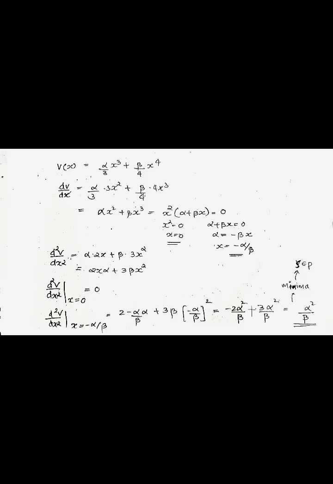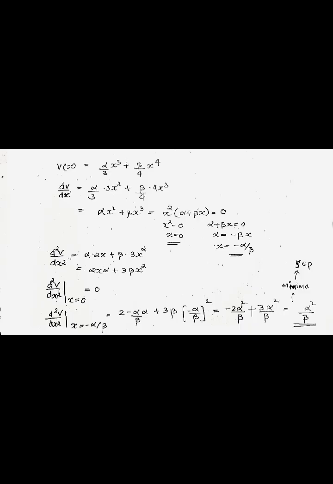That is, x square is equal to 0, that is x is equal to 0, and alpha plus beta x is equal to 0, that is alpha is equal to minus beta x, that is x is equal to minus alpha by beta. d square V by d x square is equal to alpha into 2x plus beta into 3 x square, that is equal to 2x alpha plus 3 beta x square. d square V by d x square at x is equal to 0 is equal to 0. d square V by d x square at x is equal to minus alpha by beta is equal to 2 into minus alpha by beta into alpha plus 3 beta into (minus alpha by beta) the whole square, which is equal to minus 2 alpha square by beta plus 3 alpha square by beta. This is equal to alpha square by beta.